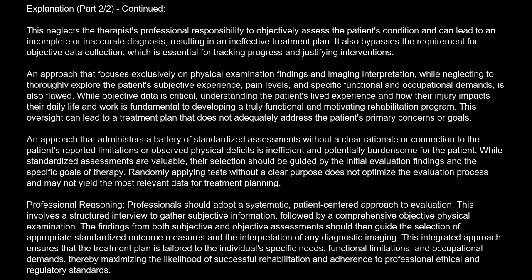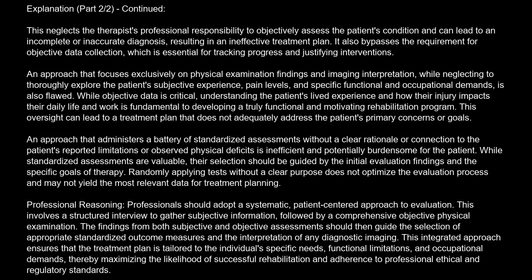An approach that focuses exclusively on physical examination findings and imaging interpretation, while neglecting to thoroughly explore the patient's subjective experience, pain levels, and specific functional and occupational demands, is also flawed. While objective data is critical, understanding the patient's lived experience and how their injury impacts their daily life and work is fundamental to developing a truly functional and motivating rehabilitation program. This oversight can lead to a treatment plan that does not adequately address the patient's primary concerns or goals.